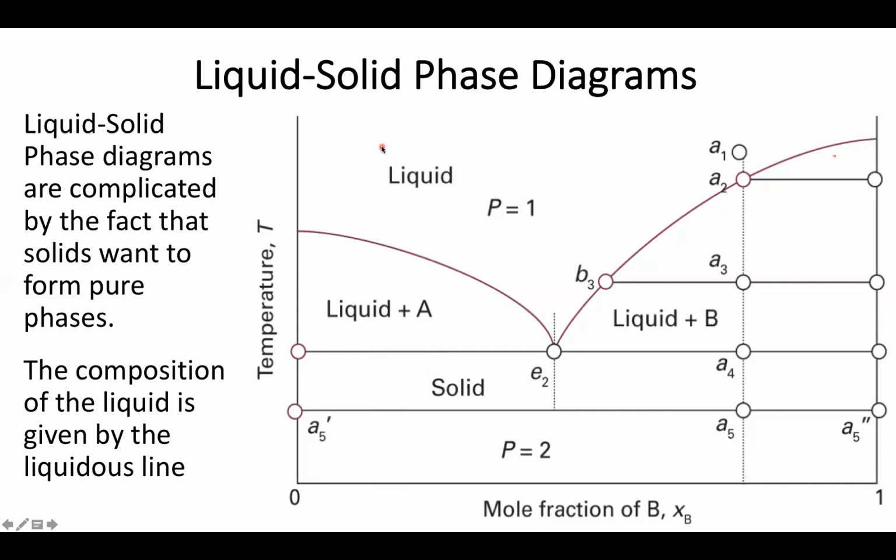I go ahead and heat it up. And what I'm going to find is I'll generate a liquid that in this case is going to be much more pure B, or much more rich in B, and generate a pure solid of A. And so what we're going to want to do is figure out how we can describe these liquidus lines.